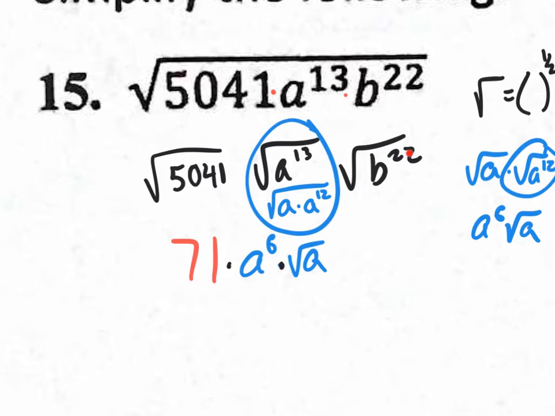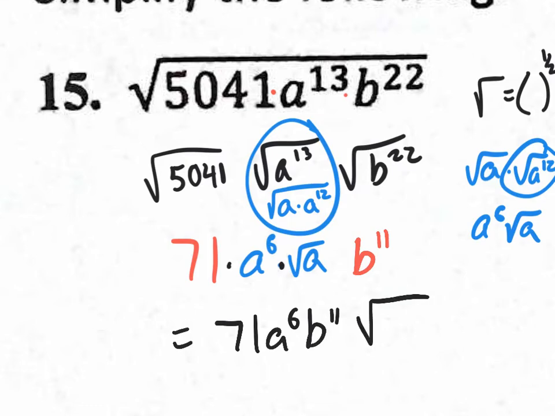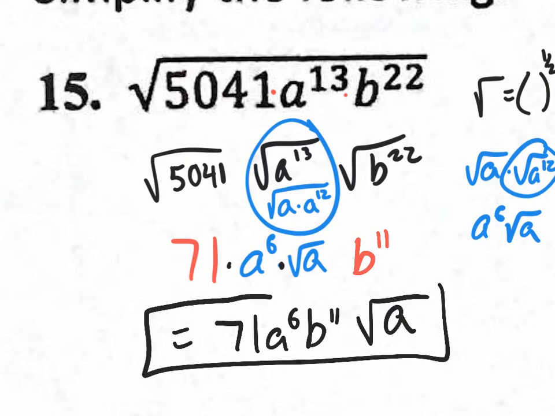And like we said, this last one, the power, you want it to be divisible by 2. It is divisible by 2 because the square root is the power of 1/2. And 1/2 of 22 is 11. So we end up with b to the 11th. No more square root. So that's our answer. We just need to put it in order. Everything that's outside of a square root, we put it in front of whatever is inside of the square root. So the final answer is 71, a to the 6th, b to the 11th, and then the square root of a all by itself at the very end. There's your answer.